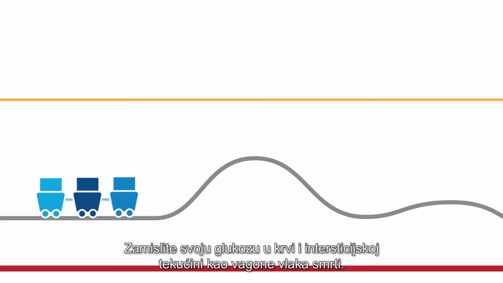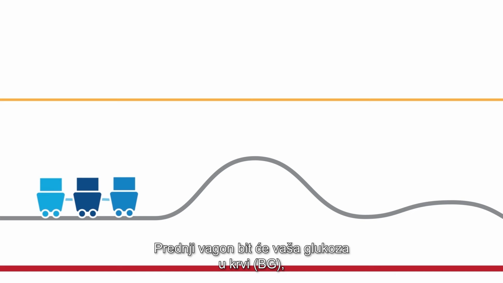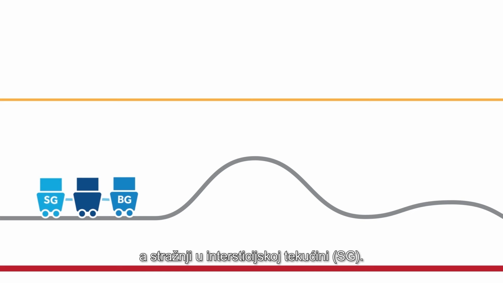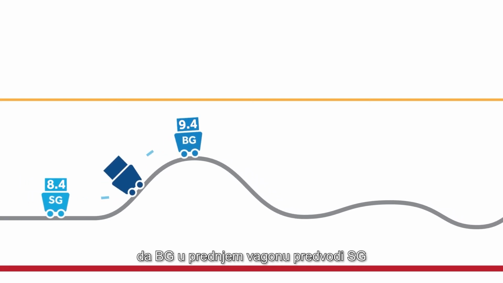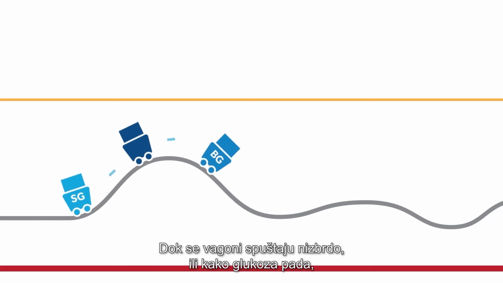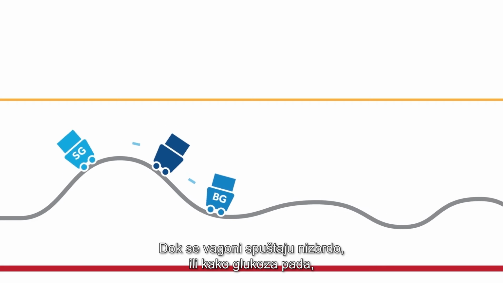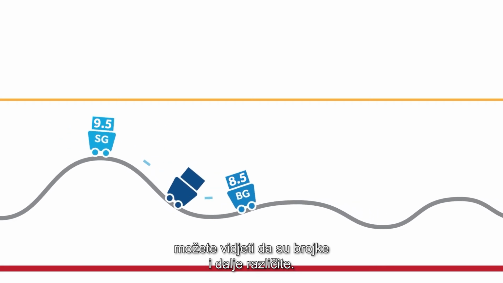Picture your blood glucose and sensor glucose as cars on a roller coaster. The front car will be your BG, and the back car will be your sensor glucose, or SG. As the roller coaster starts up the hill, you can see that the BG in the front car is leading the SG in the back car, and the numbers are different. As the cars head down the hill, or as glucose is trending down, you can see the numbers are still different.